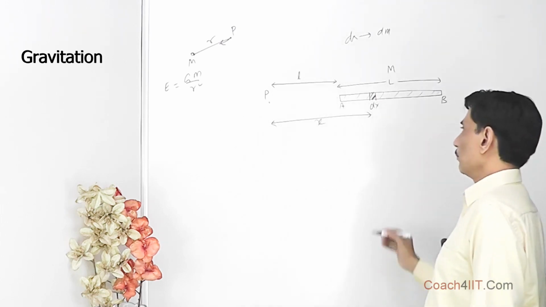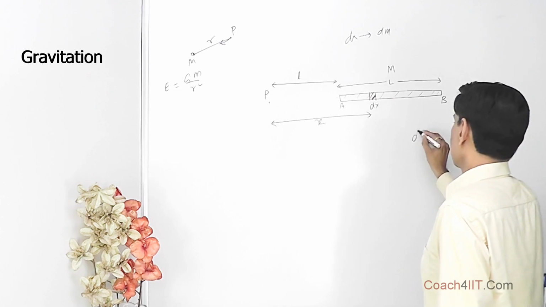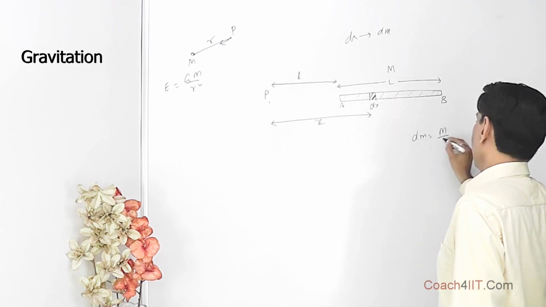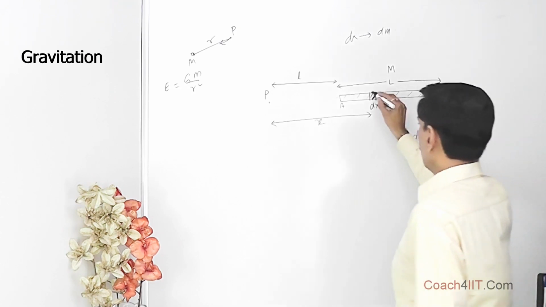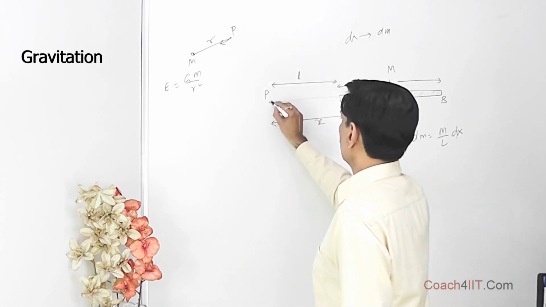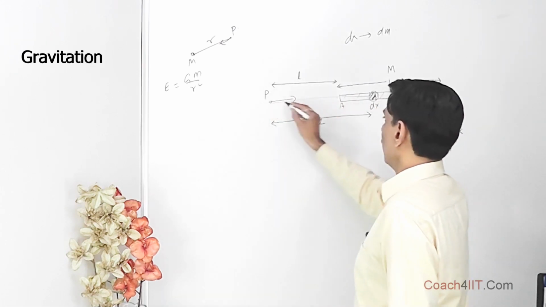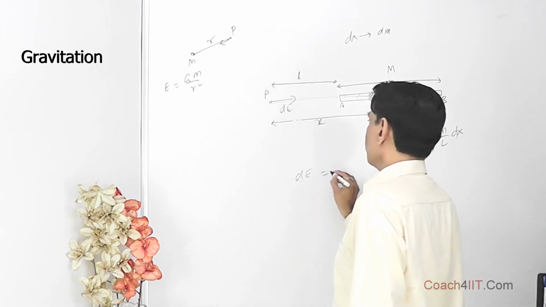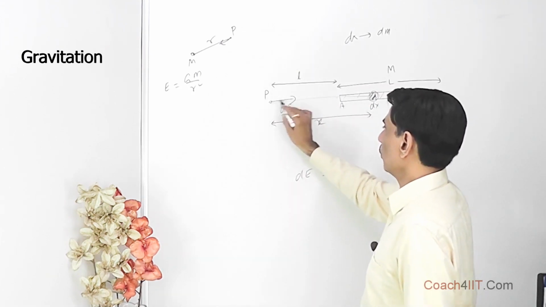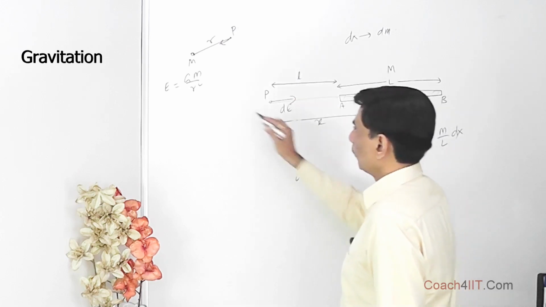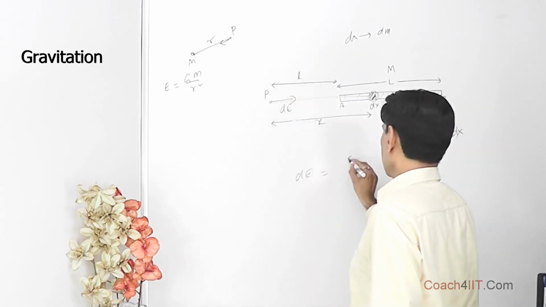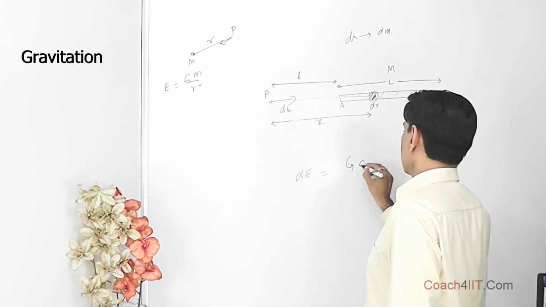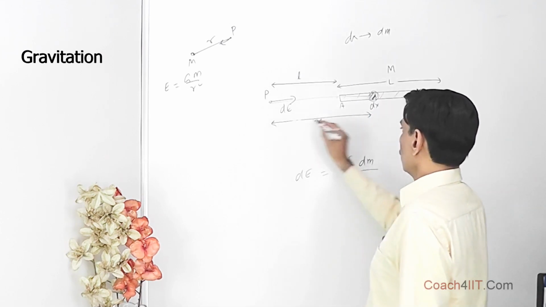Now in the next step, once we have found that dm is M by L into dx, then because of this point mass over here, the gravitational field intensity, let's say this is dE. So dE, the differential element of gravitational field intensity over here, is going to be, we know for a point mass it is GM upon r square, so it is going to be G, what is the mass of this? It is dm upon x square.